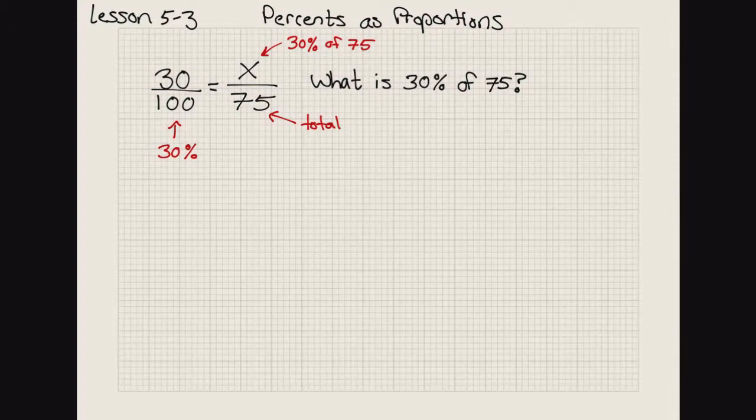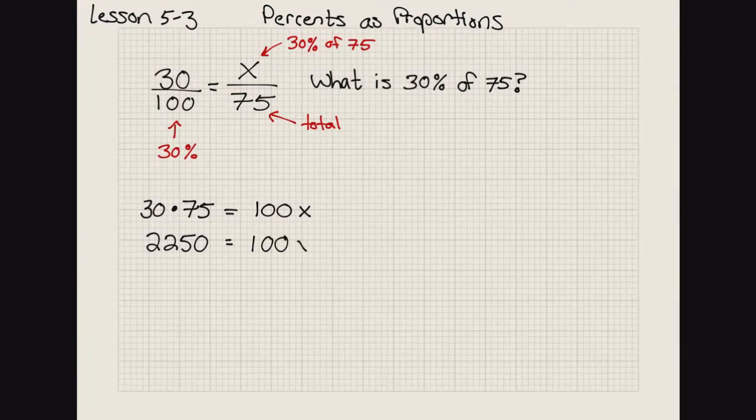So I'm going to work this through. To cross multiply, we'd end up with 30 times 75, and that's going to equal 100x. Now, 30 times 75, what does that work out to? Yes, Chloe? 2,250. All right, so let's go ahead and write that below it. When you're working a problem like this, you usually want to start at the top and work down, so 2,250 would be the next step in the problem, equals 100x.